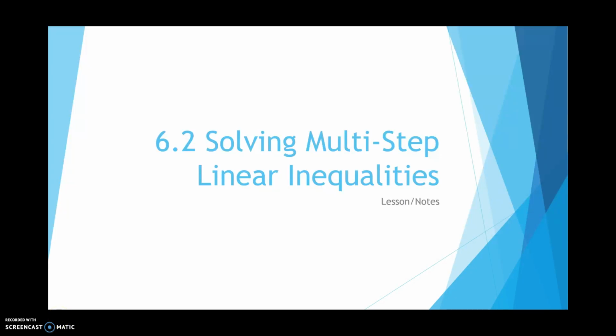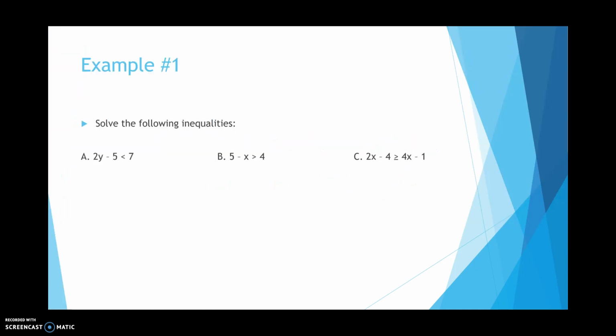Hi students, this section is on solving multi-step linear inequalities. So for this section right here, we're just going to work through some examples of what you're going to be seeing in your bookwork. So here for example 1, they want us to solve the following inequalities. So we're getting the variable on one side and the number by itself on the other. So this is just like solving equations, but notice we're working with inequality symbols.